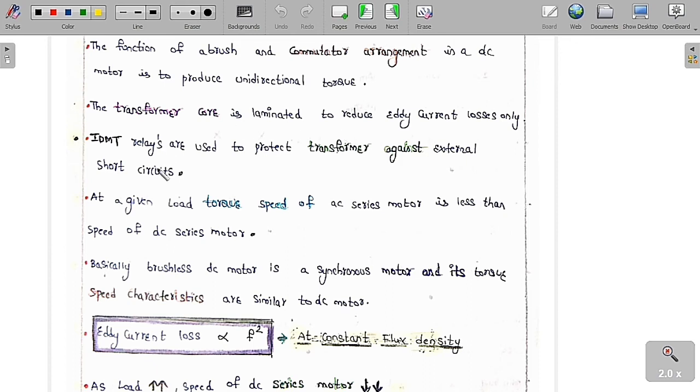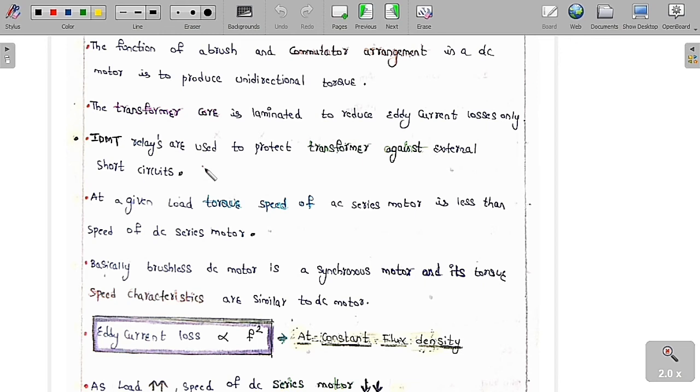And IDMT relays are used to protect the transformer against external short circuits. It's a very important question. IDMT relays are used to protect the transformer against external short circuits. Whenever there is an external short circuit, the current will be high, and with the help of this IDMT relay, we can protect the transformer against the external short circuits.